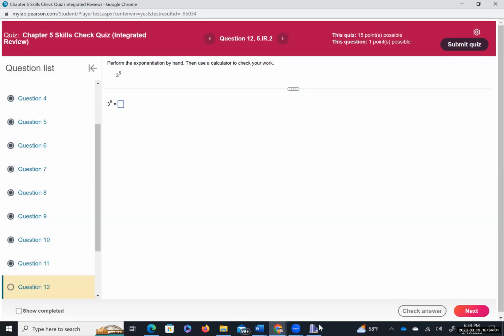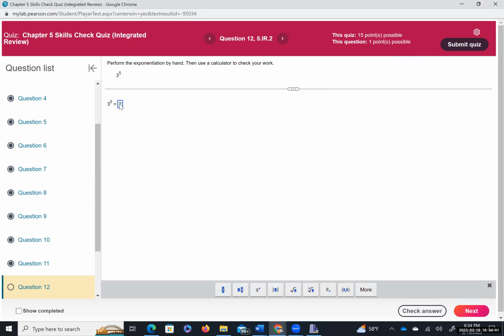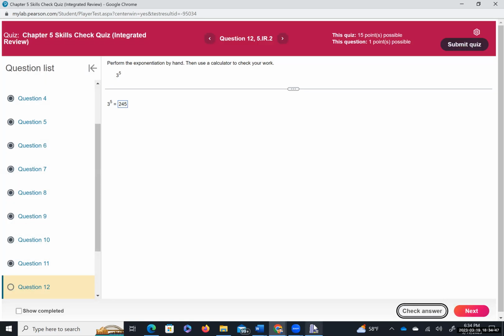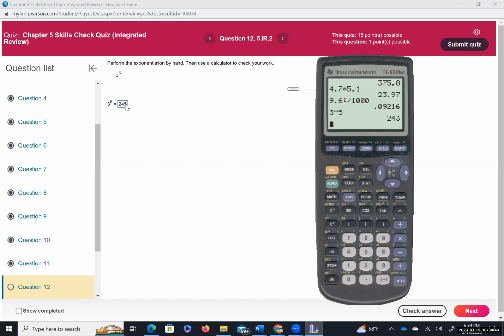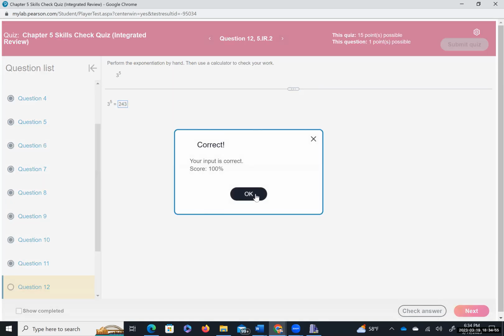Three to the power 5. Oh man, this one I haven't used a calculator for, so I don't want to take too much time for that. 245, right? Oh, let's see, 243, sorry. Okay, check answer. Here we go.